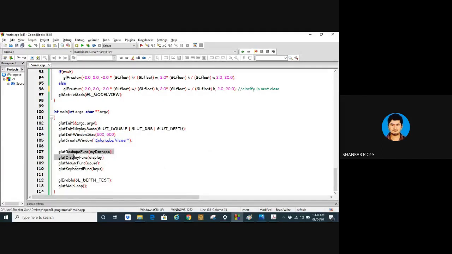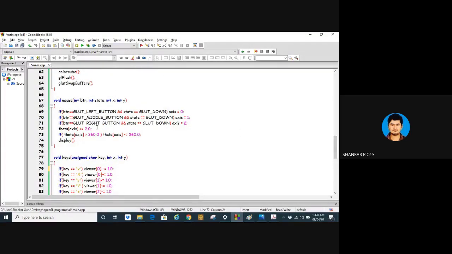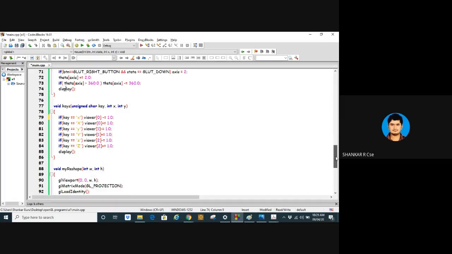So reshape is now done. Now on mouse, same concept. If you press left button, press down, axis is 0. Middle button is 1, 2, and this is your spin cube function, which we had written in the third program. So every time you rotate, change by 2 degrees, and whenever it crosses 360, make sure you're nullifying the effect. Minus equal to 360. So the moment it becomes 362 degrees, you're actually making 362 minus 360, that is 2 degrees. So I'll display again. You can write glut post redisplay as well.